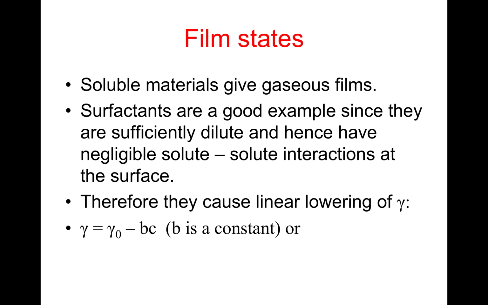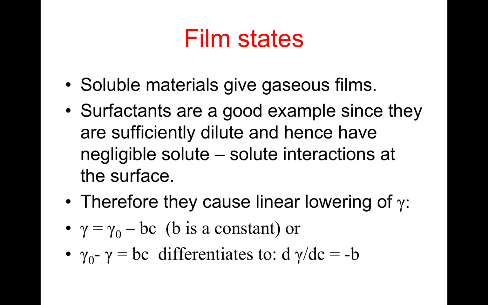That means gamma is equal to gamma naught minus Bc, where B is a constant, or gamma naught minus gamma is equal to Bc. If we differentiate this with respect to c, we get d gamma by dc being equal to minus B.